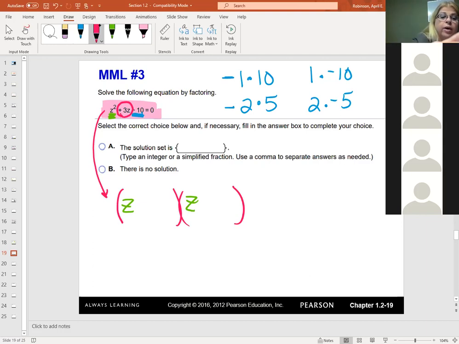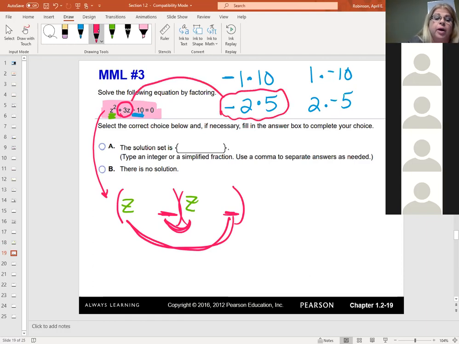Because remember, whatever number you put here is part of insides, and whatever number you put here is also part of outsides. So that's last times last, but you have to take into consideration outsides and insides. So which pair is it gonna be? It is gonna be this pair.